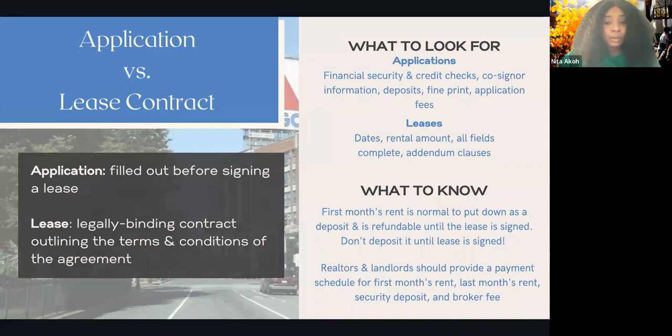So what do you need to know? As someone asked during the break, the first month's rent is normal to put down as a deposit, and it is refunded until the lease is signed. So do not deposit it until the lease is signed. Also, realtors and landlords should provide a payment schedule for the first month's rent, last month's rent, the security deposit, and the broker's fee. Those are just some norms that you should expect when you are going to sign a lease.